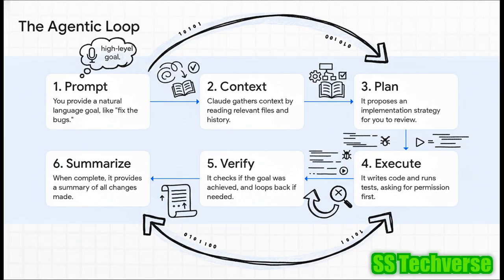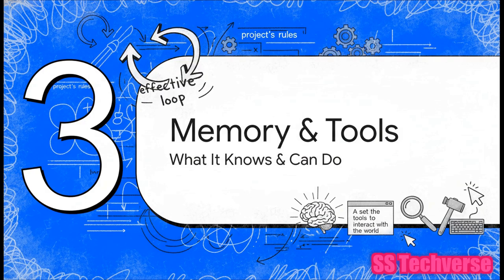But the real kicker is step 5, verify. It checks its own work, and if it's not right, it loops back and tries again. It's this continuous feedback process, just like a real human developer would use. But for that whole loop to work, the agent can't just be floating in a vacuum. It needs two really important things, which we'll cover right here. It needs a memory of your project's rules, and it needs a set of tools to actually interact with the world. Let's see how Claude Code pulls this off.